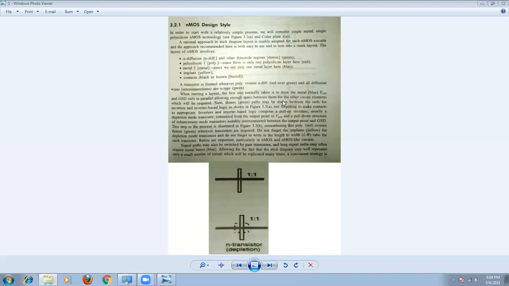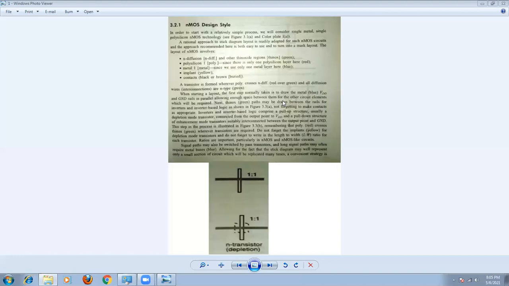Therefore, the implant is the most important thing in this case. This implant is used to identify depletion mode transistors in the NMOS design style. Remember, the color for this is yellow. Yellow color is used to identify the implant in the NMOS design style. Remember that point, right? Next, you have contacts.